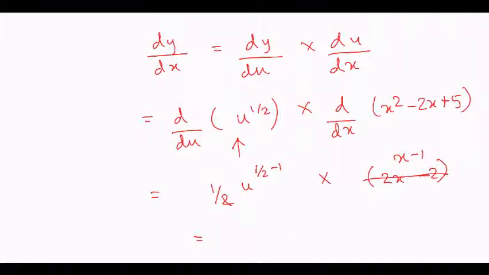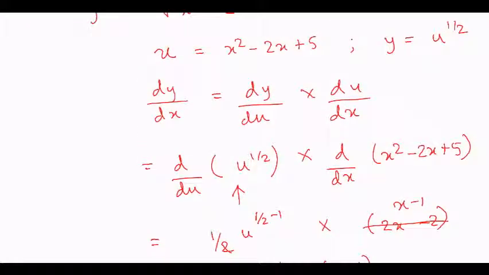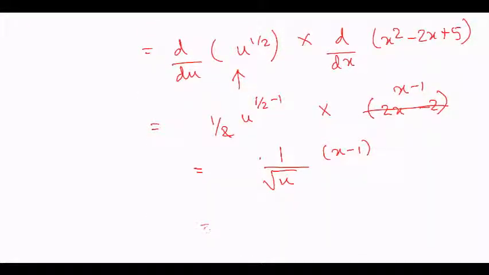So what it is finally is 1 over root u times x minus 1. Now if I go down further, this is (x minus 1) divided by the square root of u, which is x squared minus 2x plus 5. So we more or less learned how to apply the chain rule in solving problems which cannot be expanded and differentiated term by term.